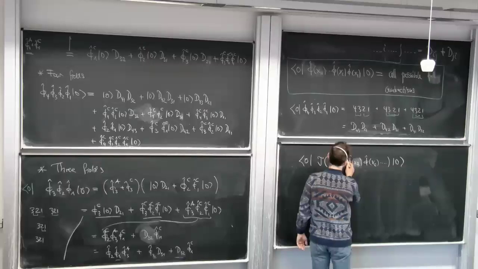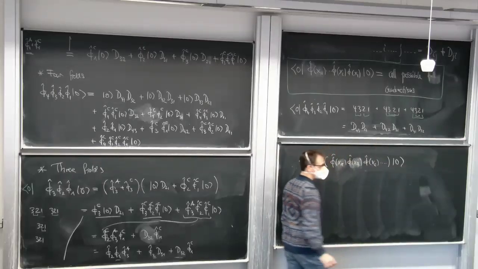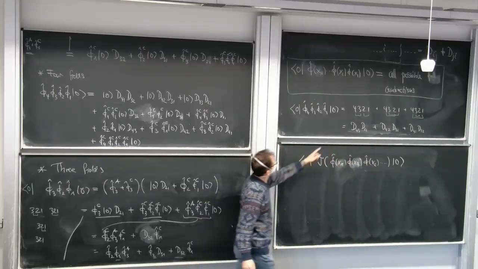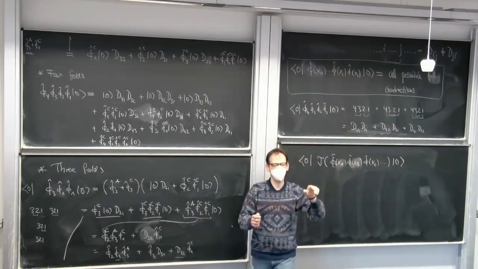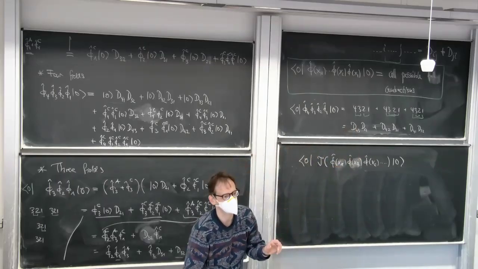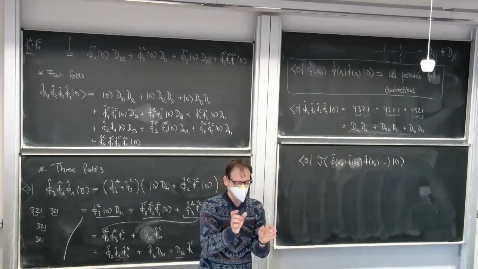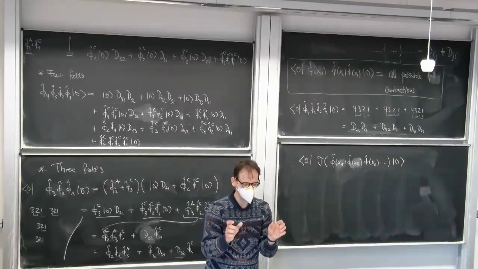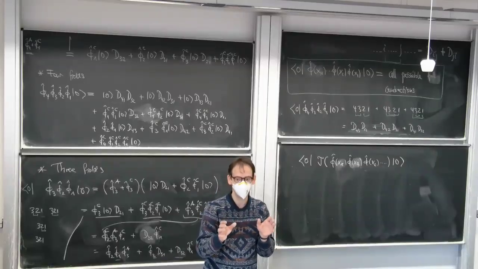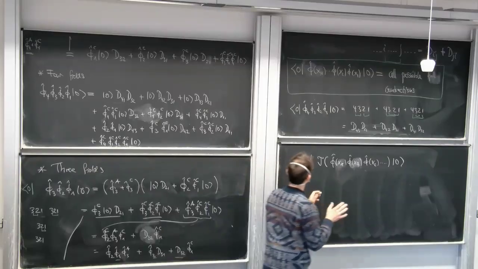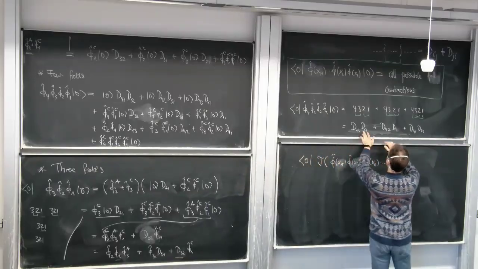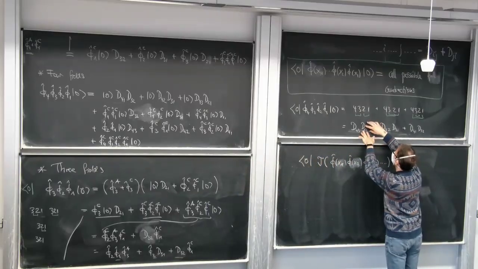So, the answer that we get here is always symmetric in all pairs. And symmetric in all pairs means that there's no pair that is treated differently from any other pair. So the pair like 1, 2 appears here.